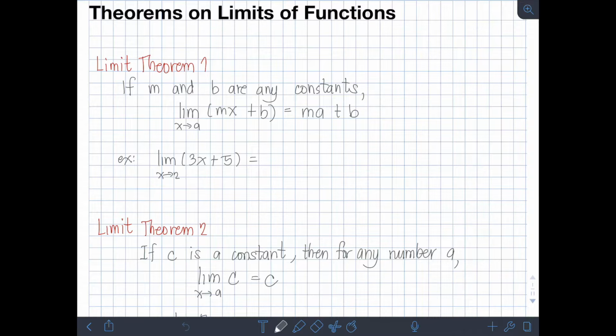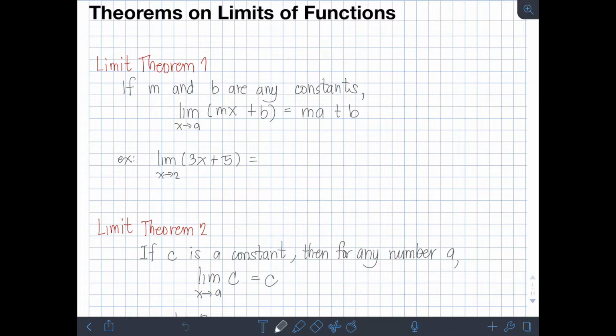So ngayon ay tuturo ko naman sa inyo ang iba't ibang theorems on limits of functions para mahanap natin yung exact value ng limit without considering the graph. So magbabase tayo dito sa mismong equation ng function. Okay? So limit theorem 1.